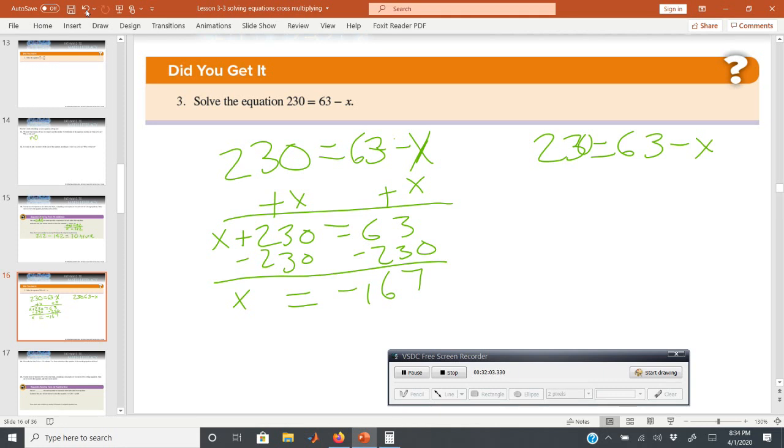I believe so. Okay, so that's one option. You can add x to both sides. You don't have to worry about that negative.